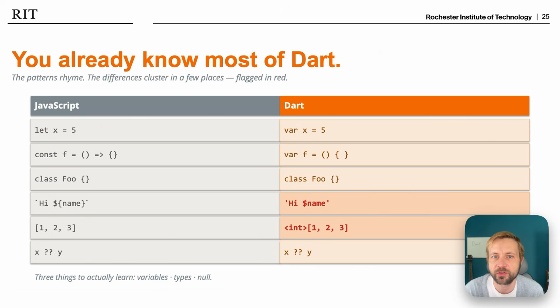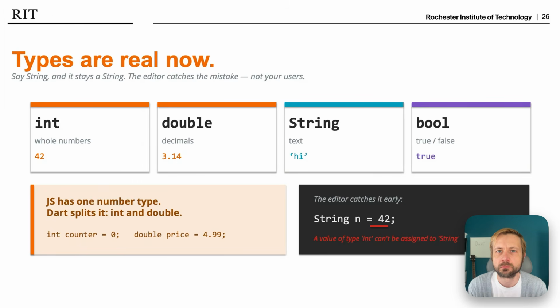The differences cluster in 3 places. How you declare variables, how types work, and how you handle null. That's where we're going to spend our time. Everything else you can basically already read. If you want to go ahead and pause the video and review the slide, feel free to do so.